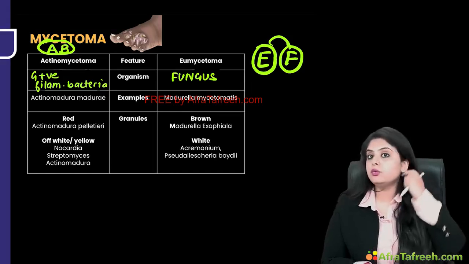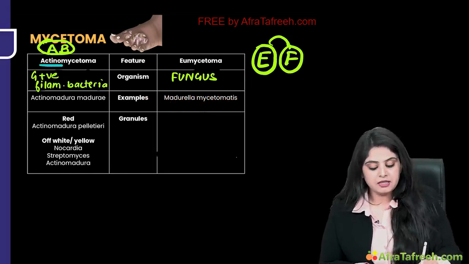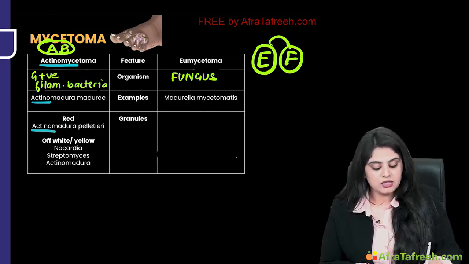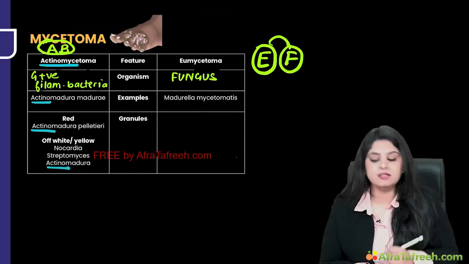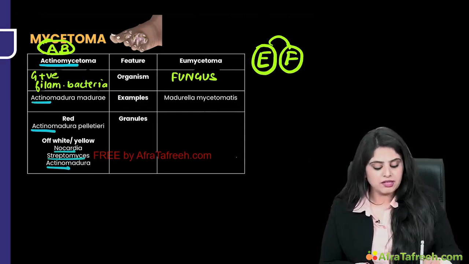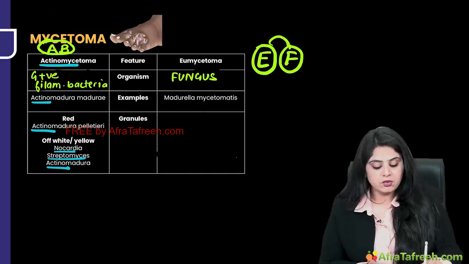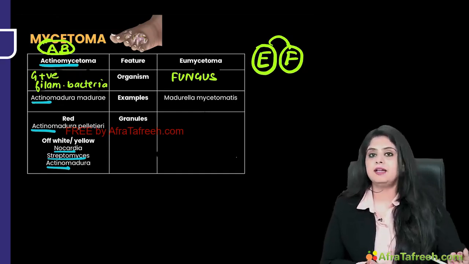You do not have to learn all. Please note, what do you have to remember? Wherever the word actinomyc comes, that means bacteria. Actinomadura madurae, Actinomadura pelletieri, Actinomadura. Actino also has a cousin brother, Nocardia and Streptomyces. So all of these come together. The only thing that you have to know is that the actino word means bacteria.